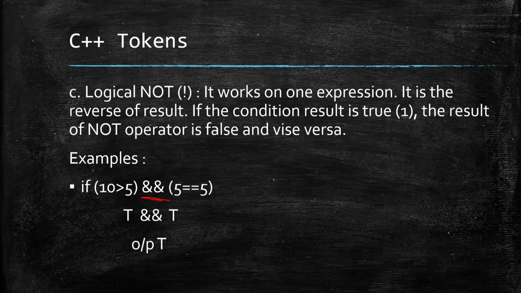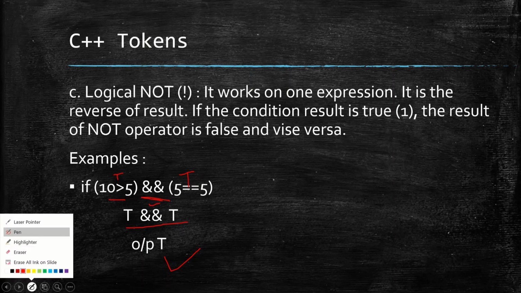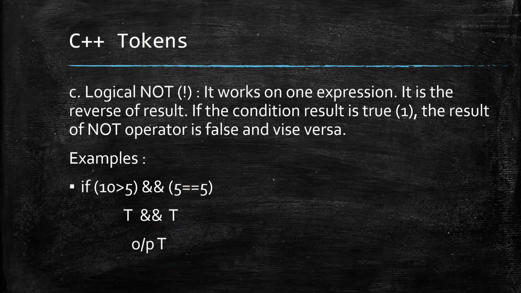Fine. So here, is 10 greater than 5? It's true, right? Is 5 equal to 5? This condition is also true. So since both are true here, and we use the AND operator, the output is true. That's nothing but your 1. Fine. This is how your AND operator works. If any one expression is false here, the output would be false. If both the expressions are false, the output would be false.